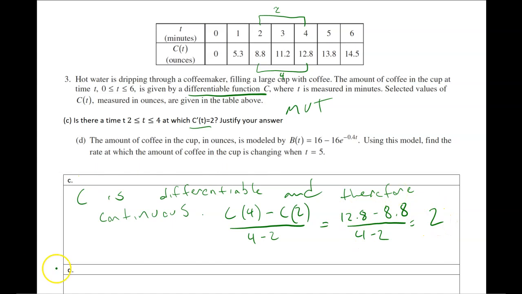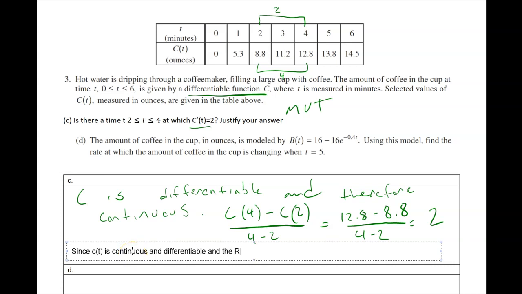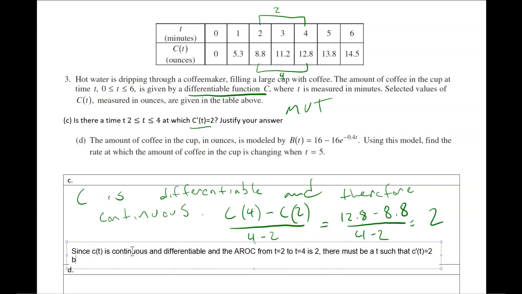So my conclusion then is that since C of t is continuous and differentiable and the average rate of change, it's okay to abbreviate that, by the way. They will know what that means. From t equals 2 to t equals 4 is 2. There must be a t such that C prime of t equals 2 by the mean value theorem. And again, it's okay to abbreviate that.